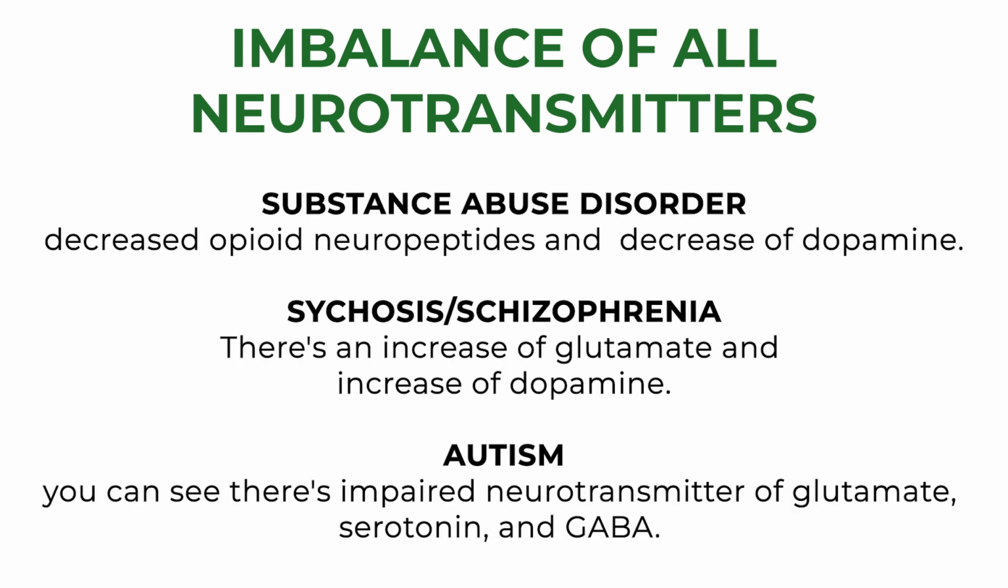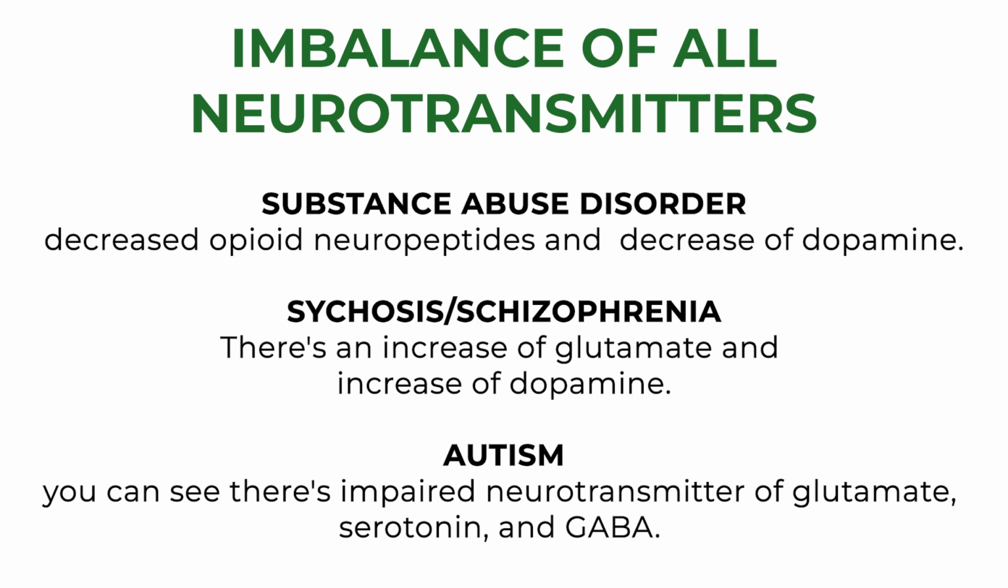Substance abuse disorder, patient will be having a decreased opioid neuropeptides. One of our neurotransmitter classes that we have there is the neuropeptide. So you see them having a decreased opioid neuropeptide and a decreased dopamine. That is substance abuse disorder. In psychosis, which is the big major one, and schizophrenia, patient is having high level of glutamate and high level of dopamine. This is very high yield, high glutamate, high dopamine in psychosis and schizophrenia.